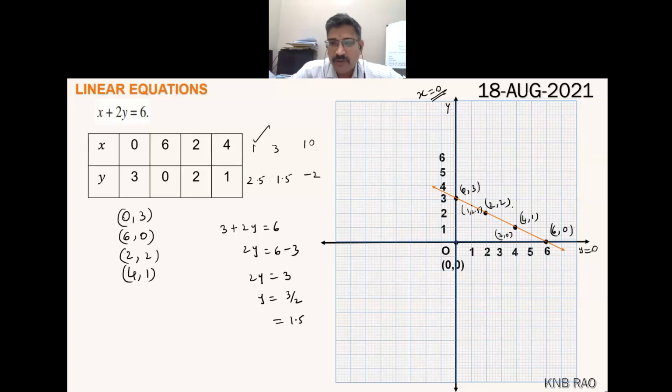So where is 10 comma minus 2? The moment you go to 10 comma minus 2, it is going to be in the third quadrant. Fourth, sir. Sorry, yes, Prajwal, you are right. It is going to be on the fourth quadrant. Okay.